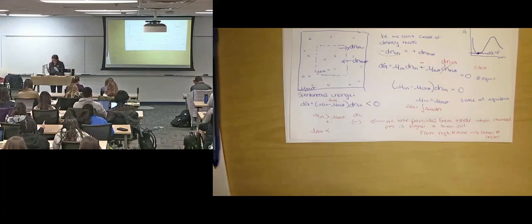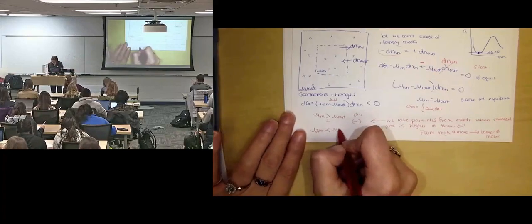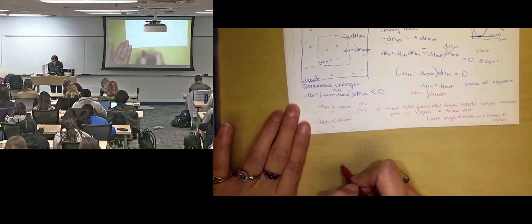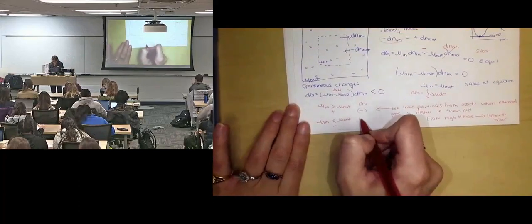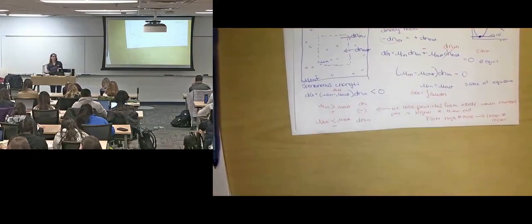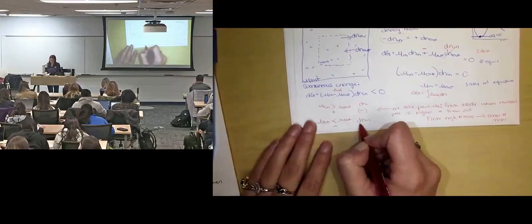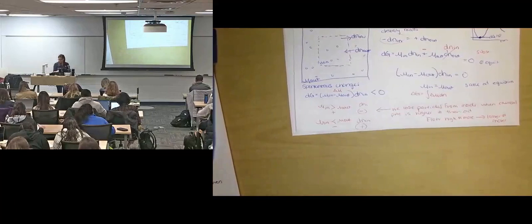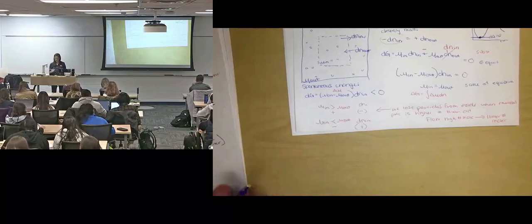Okay. And then alternatively, if I have this relationship, they're going to want to flow in. So I can think of the change of the number of moles on the inside between two states. This will be positive. Okay. Any questions about that?